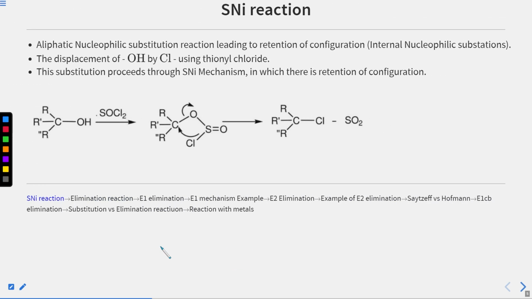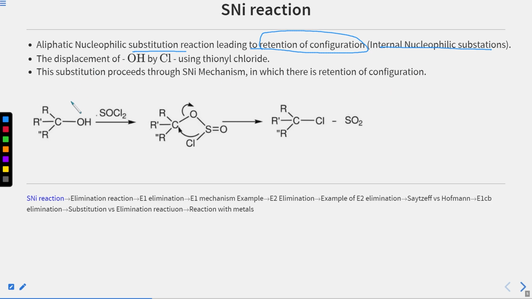So let us start with the SNi reaction. Here is an example of the SNi reaction, an aliphatic nucleophilic substitution reaction leading to retention of configuration. I have told this earlier also. It is a kind of internal nucleophilic substitution. How is it so? We'll look at it.